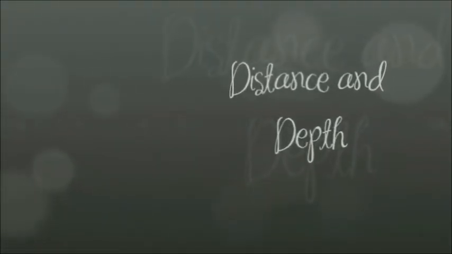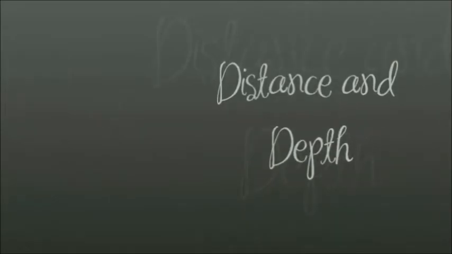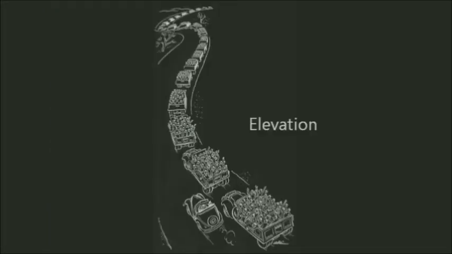We move on to our perception of distance and depth. The first one is elevation. The elevation of objects above the horizon in our visual field is an important cue to their depth. Objects located higher in the field are farther away.